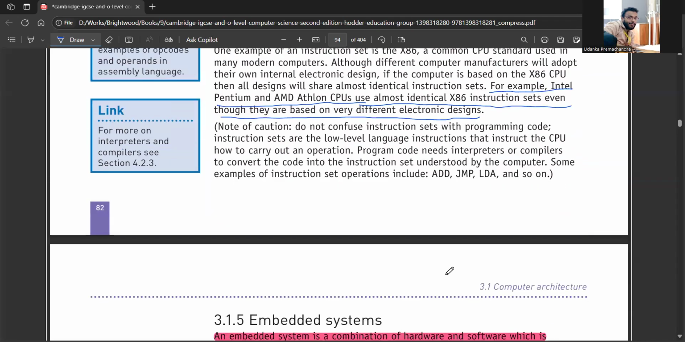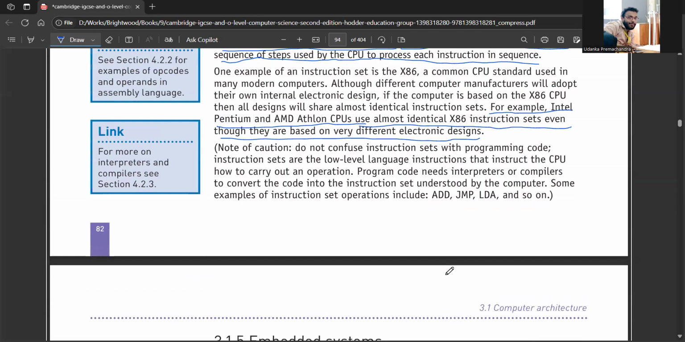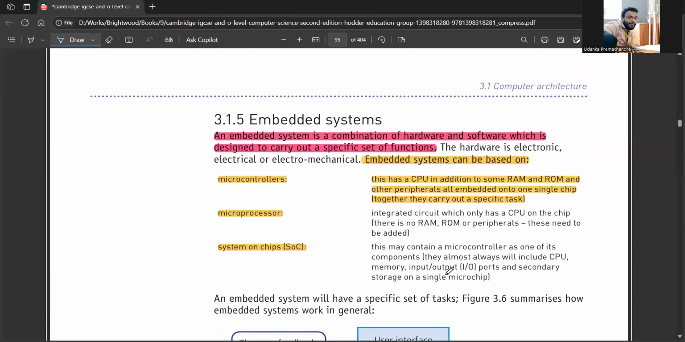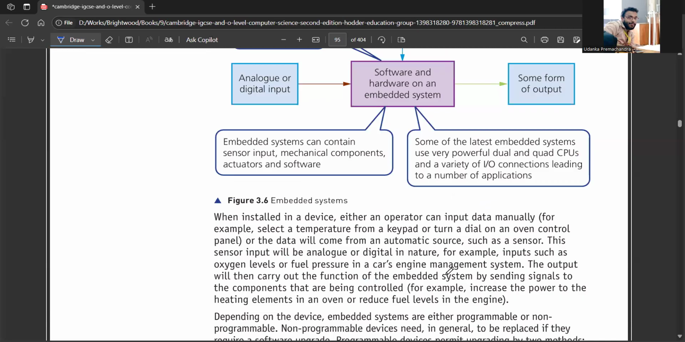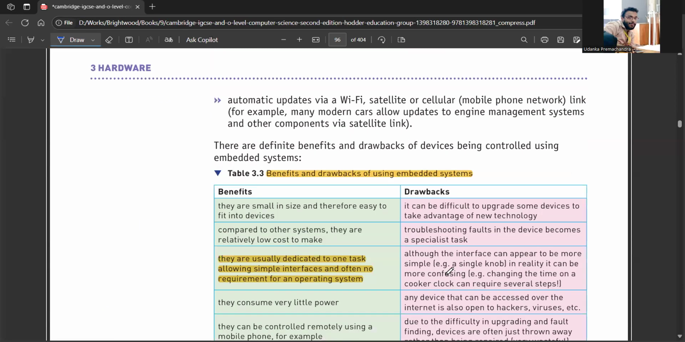You can write it. The next thing we have to talk about is embedded systems. An embedded system is a combination of hardware and software designed to carry out a specific set of functions. We will discuss embedded systems, connected with hardware and software, on the next day.